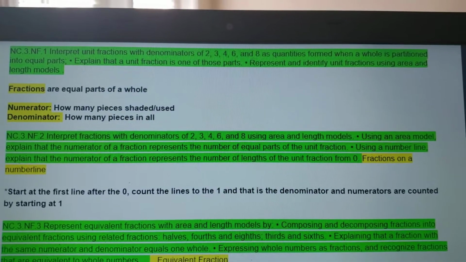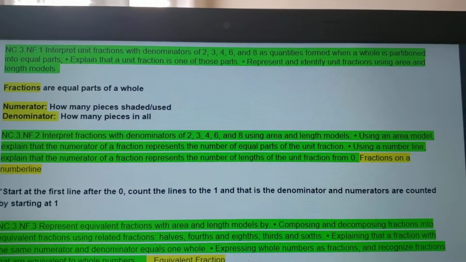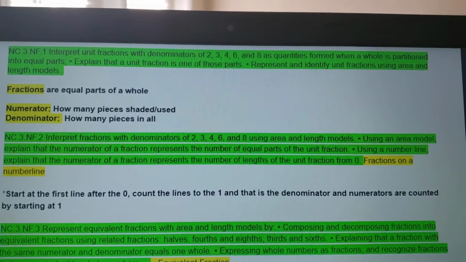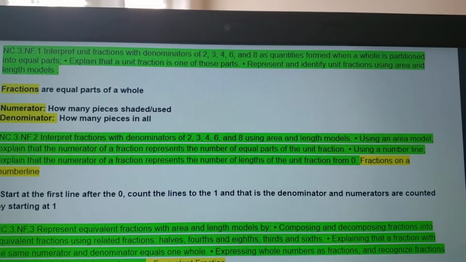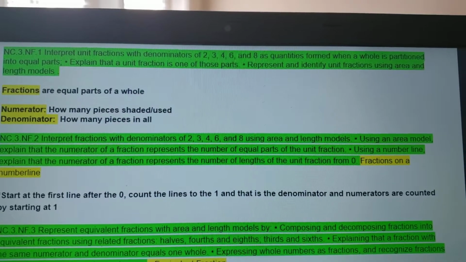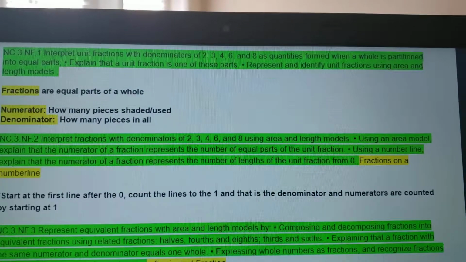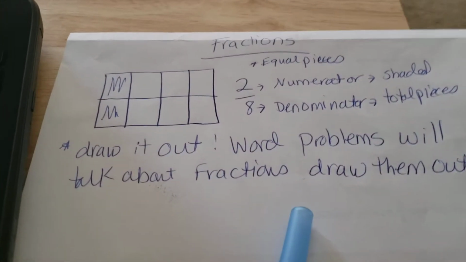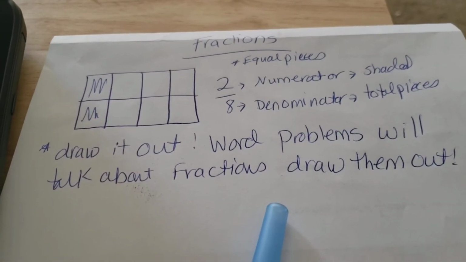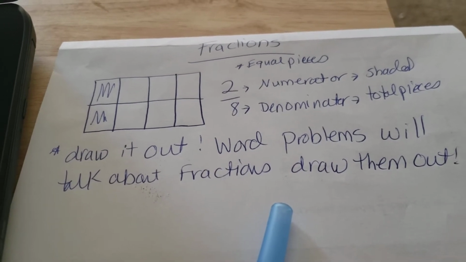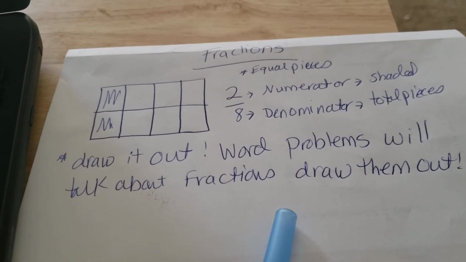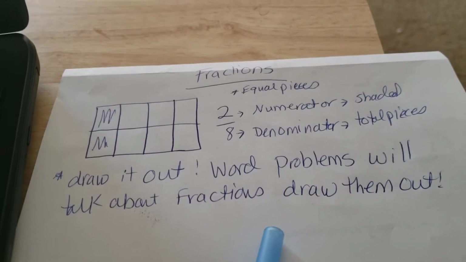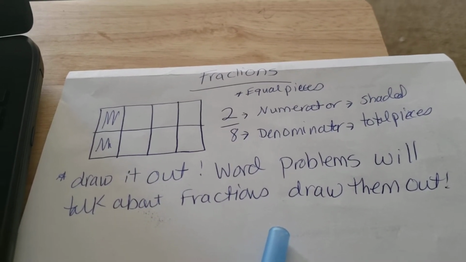They will see some SchoolNet that has some different numbers other than that, but fractions is basically taking a shape and cutting it into pieces and representing those pieces into a numerator and denominator. And the numerator is basically the number of shaded pieces, and the denominator is basically the number of total pieces, as you can see from the example. And they draw it out and they work on word problems and talk about fractions.